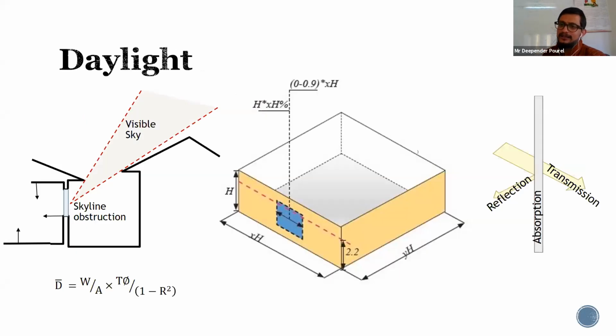Daylight. Well, there are some calculations to be done in terms of daylight, the window to wall ratio, but also to be mindful that excessive daylight is also not good. It can cause glare, discomfort, and even disability glare. So daylight has to be considered.